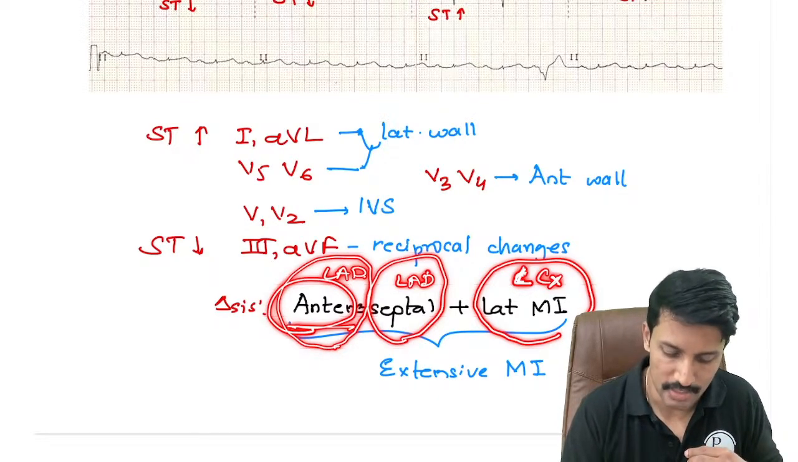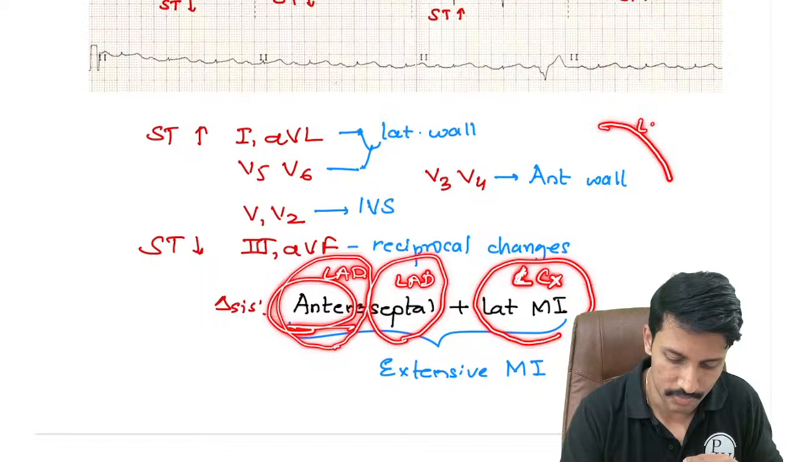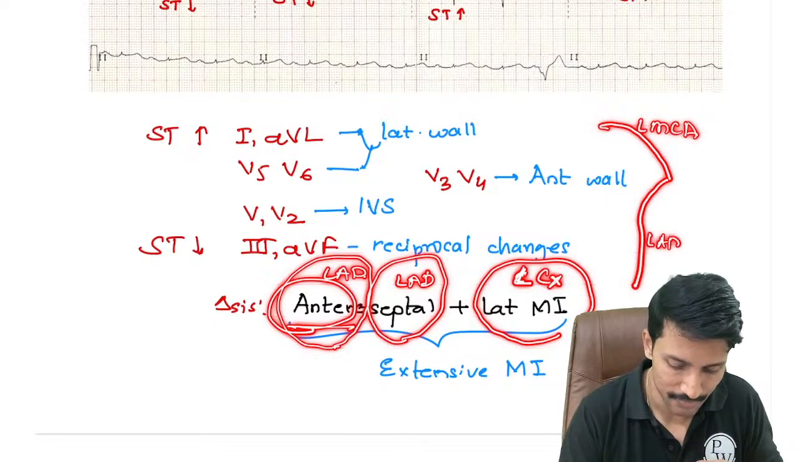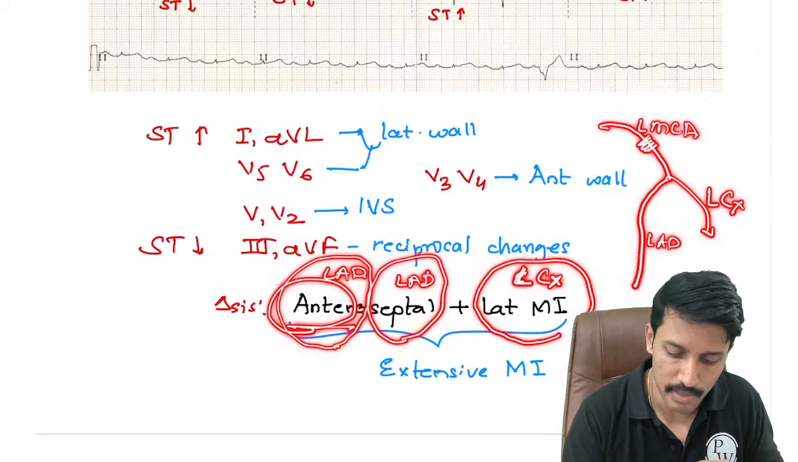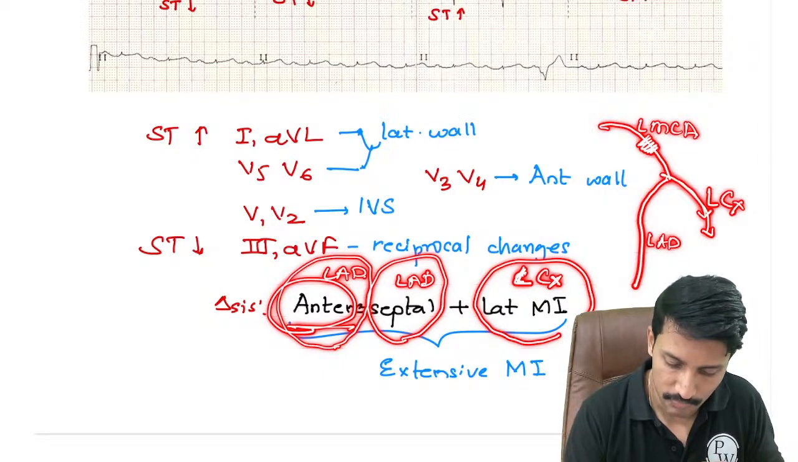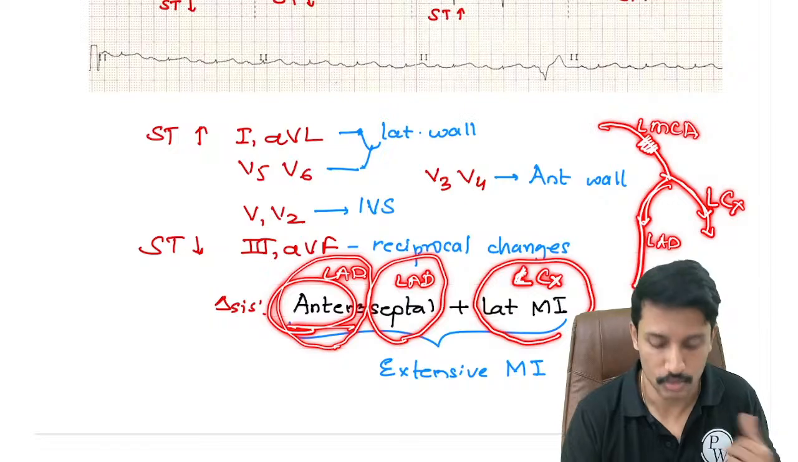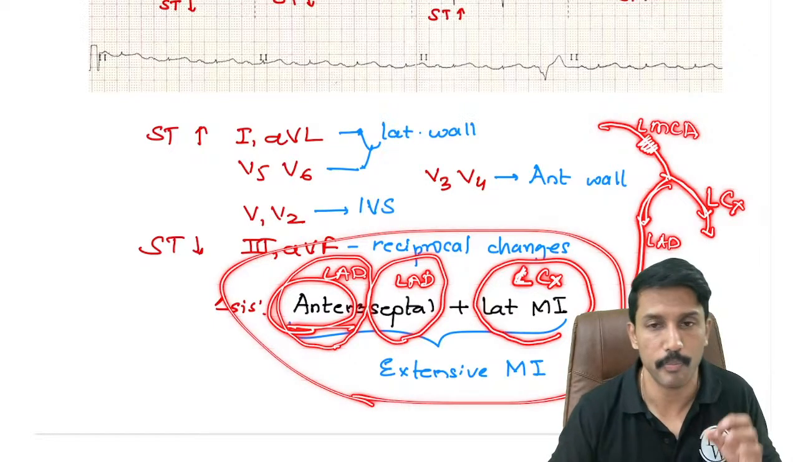So both of them, as we know, right, they are branches of the left main coronary artery. The left main coronary artery divides as LAD and left circumflex. So if I block the left main coronary, blood flow to the circumflex as well as LAD is cut. So I can get this extensive MI picture.